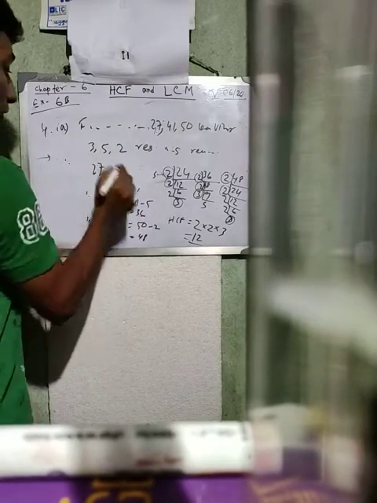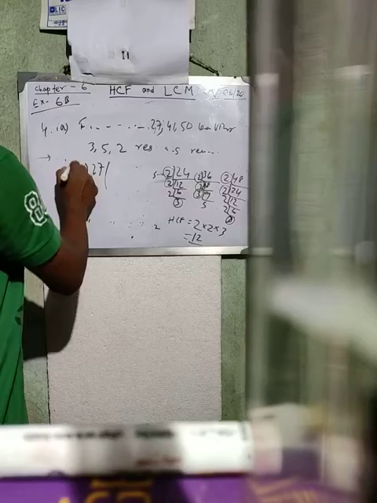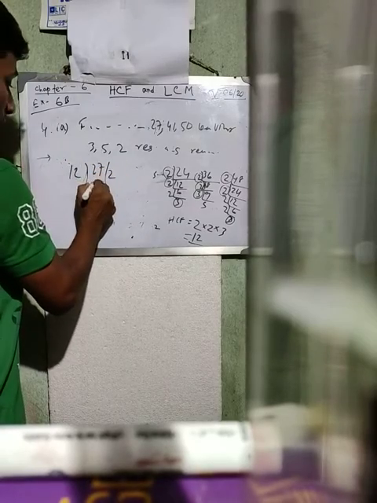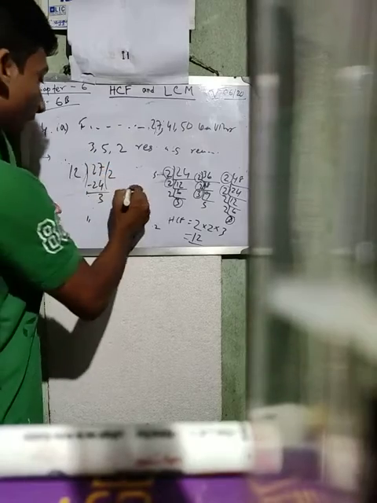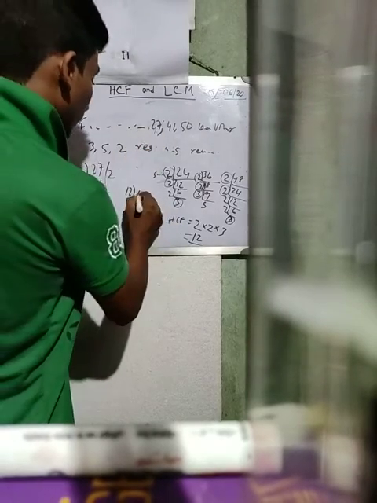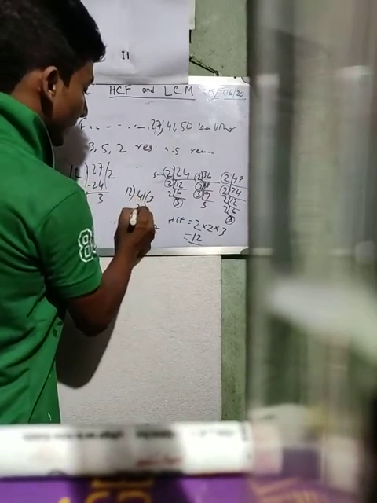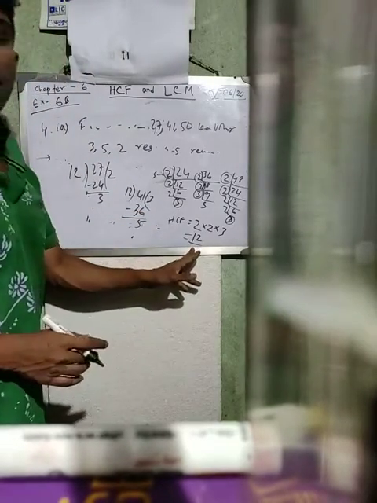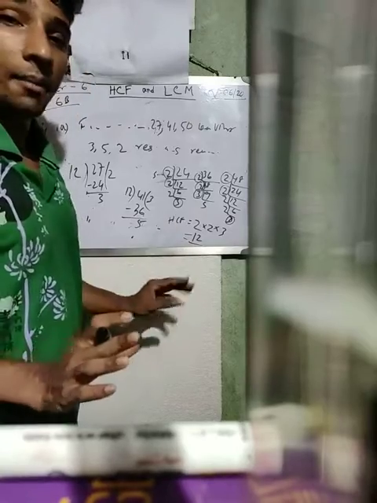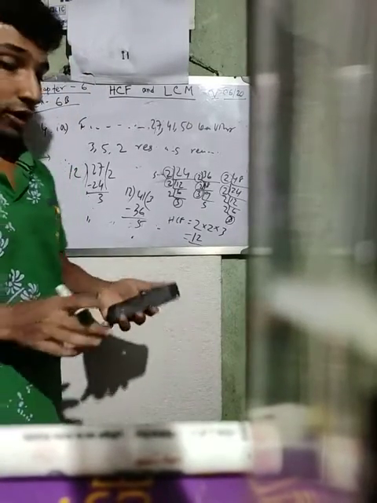Subtract 27 with 12. So 12 times 2 is 24, and 3 is the remainder. Okay. Again you can subtract 41. So 12 times 3 is 36, and 5 is the remainder. See, 5 is the remainder. So our result is correct. So understand the sum. Okay.